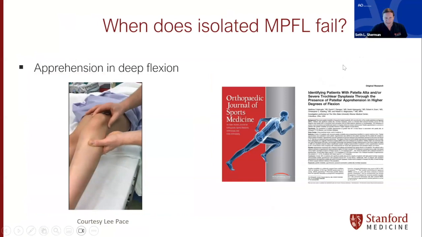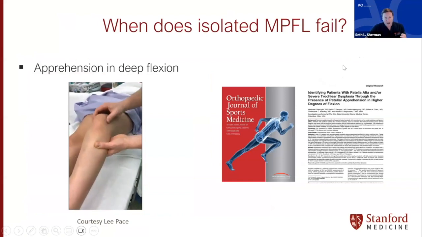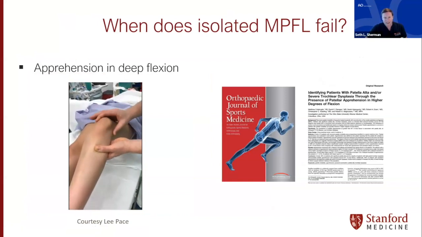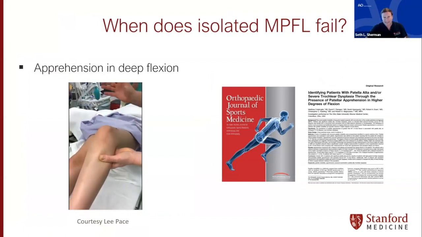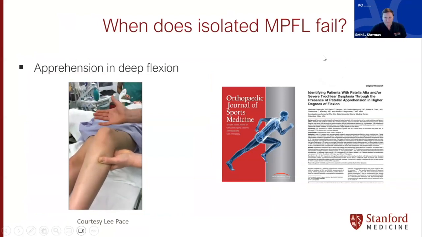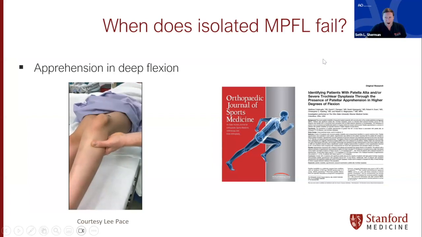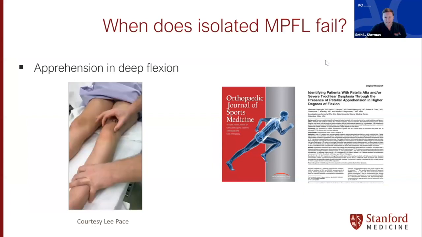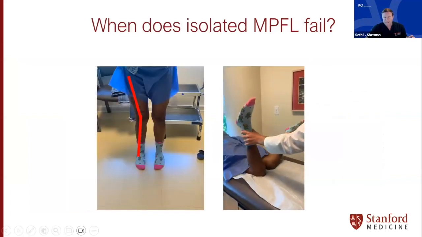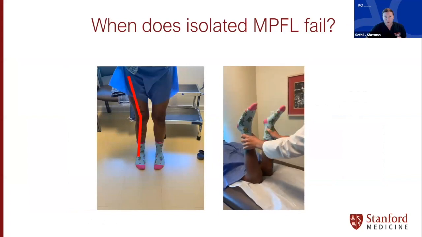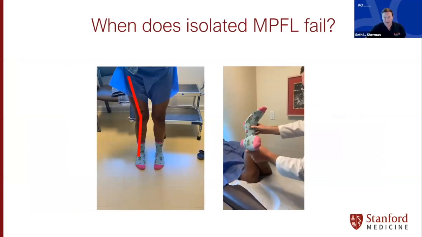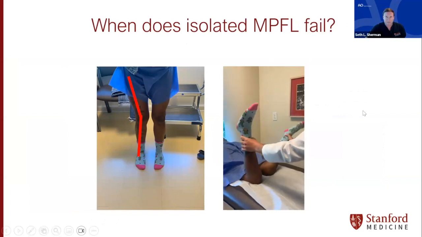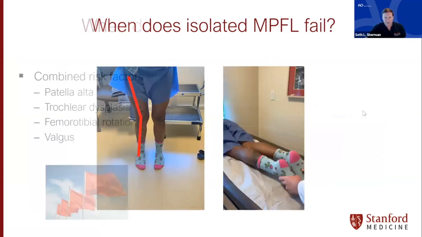We can also learn that patients who have laxity and or apprehension into deeper flexion, so not just at 0 and 30, but at 60, and here you see even 90 degrees, have all sorts of combined problems that lead to failure of soft tissue only surgery. Here you can see extremes of valgus. You can turn patients prone. You can see extremes of version and or other rotation. And so we must be astute and be ready to address those types of pathologies.